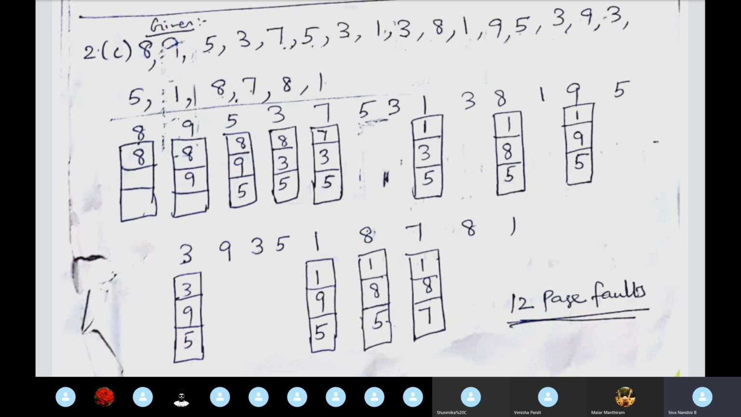After this we are having page 8. So this page 8 is not in the frame. So we have to bring this page 8 into the frame. For that, what will we be doing? We'll be seeing the future pages. So here in this case, the content of the frame is already 135. So we have to check whether this 135 is not used for the longest period of time.